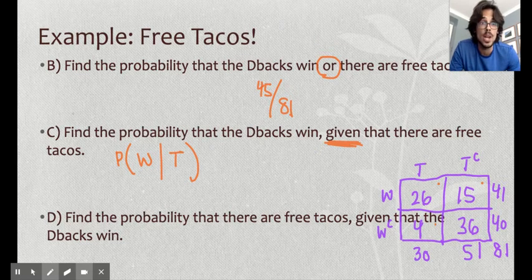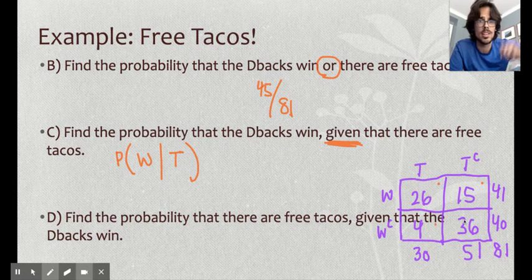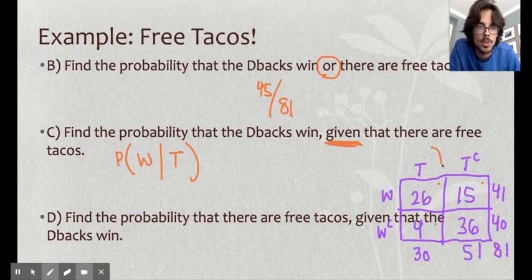Let's talk about how you would actually find it. We already know for a fact there are free tacos. It's given to us in the problem. We don't have to worry about the games without free tacos. So what we would basically do in this situation is all these not taco games over here on the right, dead to us. You can just cover up that part of the table right there. Normally on the board, I'll scratch it out, but I have to use it again for D, so I'm not going to do that yet. What I'll do instead is circle the part of the table that I actually care about.